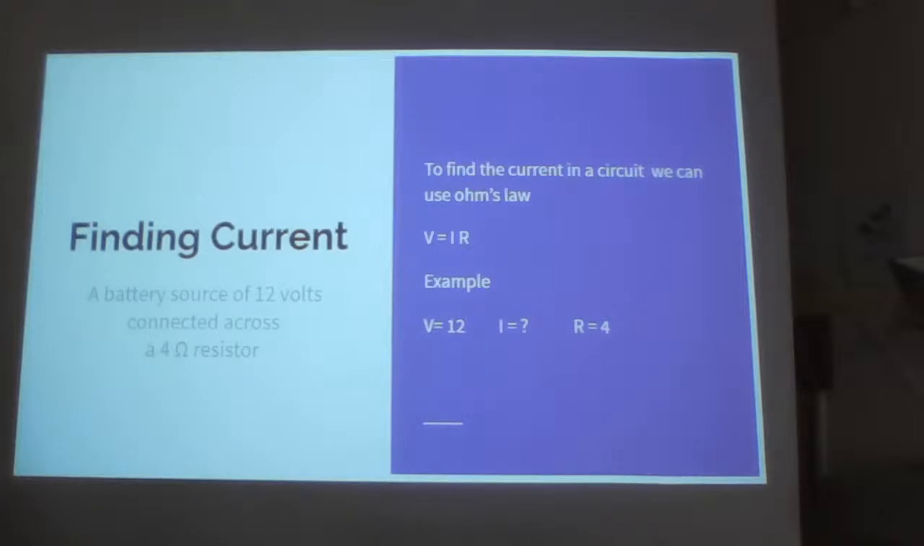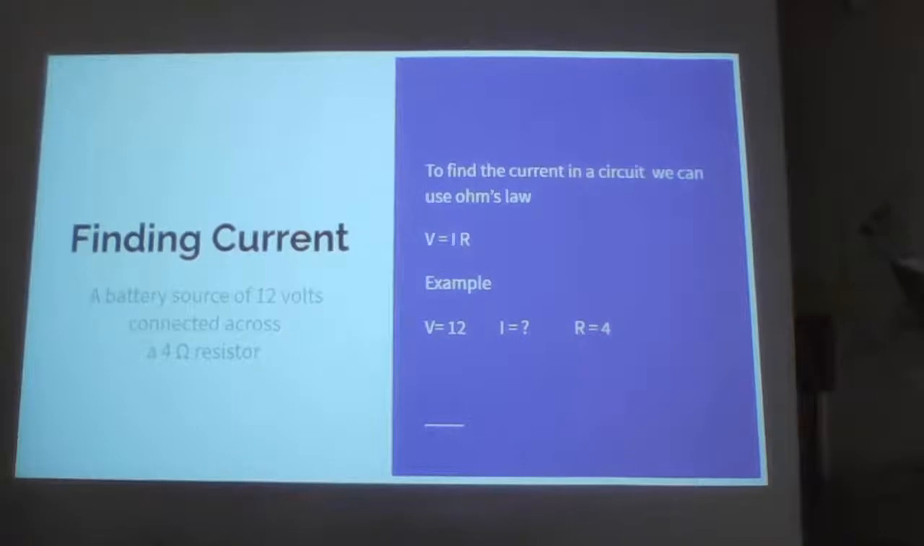Okay, so to find the current in a circuit, we can use Ohm's law, that formula. Ohm's law is voltage equals current times resistance. In our example here, we have a 12 volt battery. So that's going to be our voltage. Voltage equals 12 volts. We're looking for the current. So we have 12 equals I, and what we want to find is I. Our battery is connected across a 4 ohm resistor, so our resistance is 4.